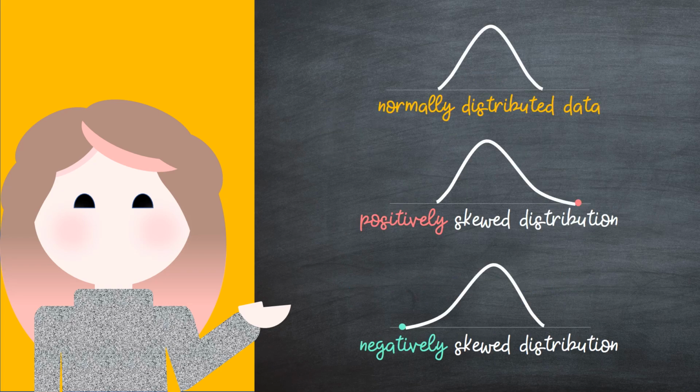So to look at a distribution and quickly determine its skew, look at the tail. If your tail is dragged up on the right with the higher scores, you have a positive skew. If your tail is dragged down to the left of the distribution with the lower scores, you have a negative skew.